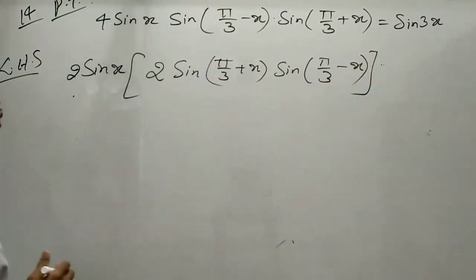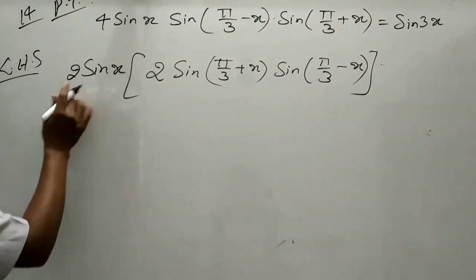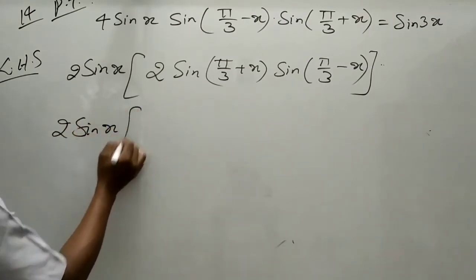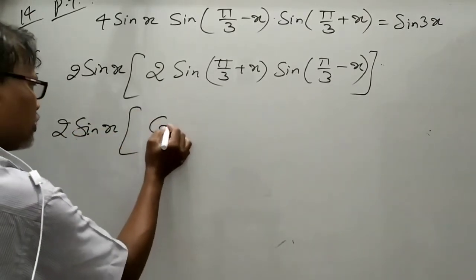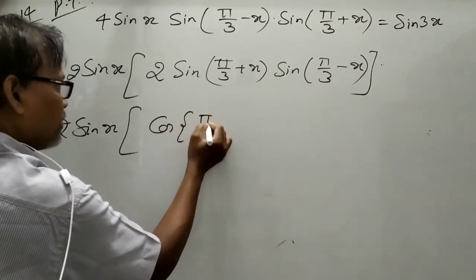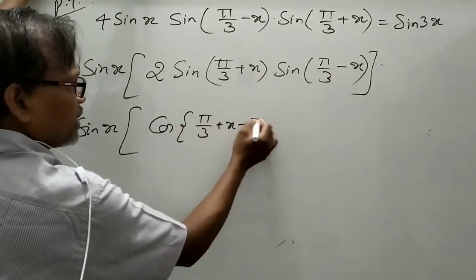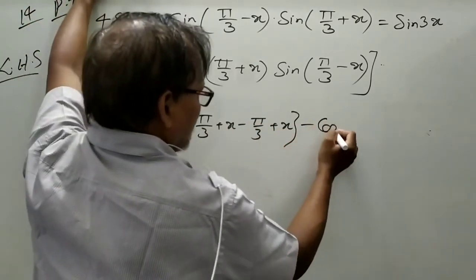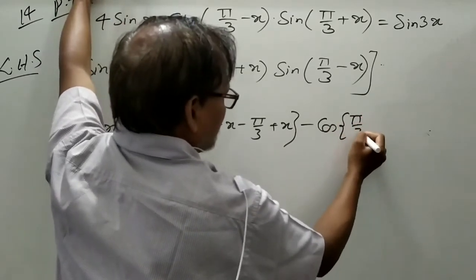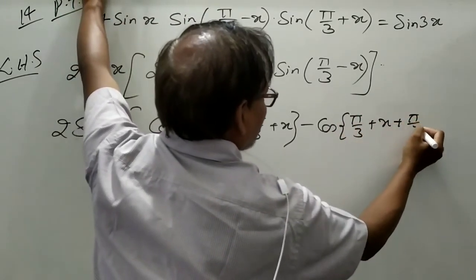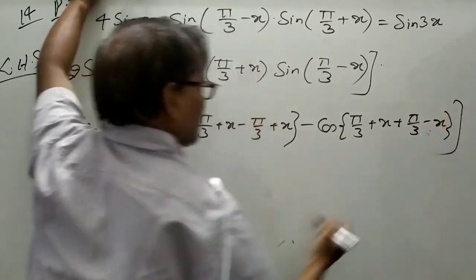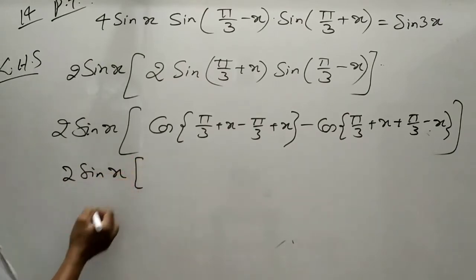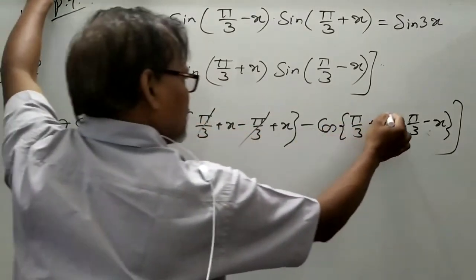Now apply the formula 2 sin a sin b, just as I have given in the previous question. So 2 sin a sin b is equal to cos(a minus b), that is, pi by 3 plus x minus (pi by 3 plus x), and minus cos(a plus b), pi by 3 plus x plus pi by 3 minus x, in a big bracket. Then cancel out the terms: pi by 3, x and x.